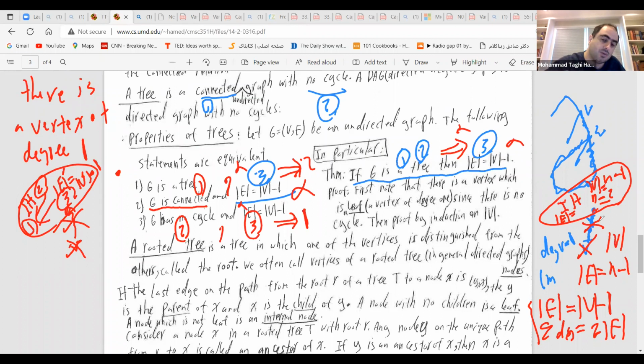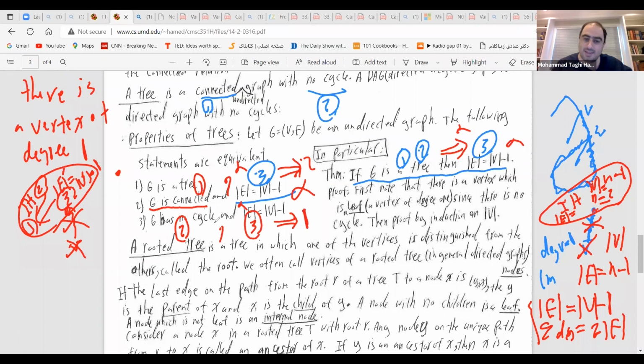Here we are using the fact that the sum of the degrees is twice the number of edges, and we say that not all vertices can have degree at least 2. So two of them should be 1. And again, for example, there should be no vertex of degree 0, because if the degree is 0, the connectivity will be violated. So this guy should be connected to the previous vertex.